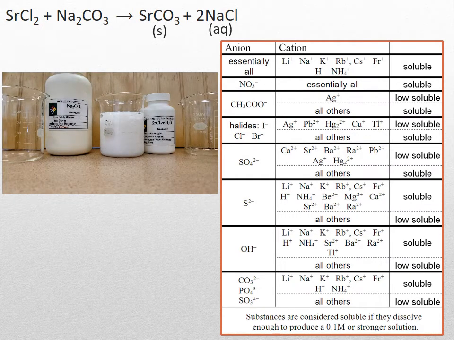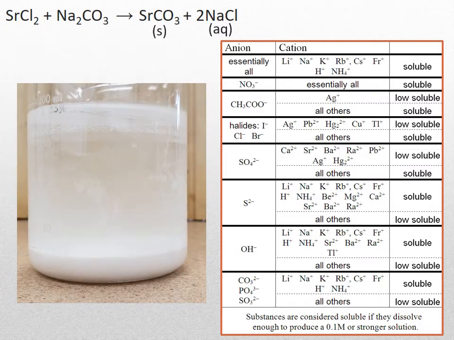If we give this solution time to settle, it will look like this. And we can clearly see a solid of strontium carbonate on the bottom, and the sodium chloride would be aqueous, so it'd still be inside of the water. Again, sodium chloride would not be connected like that. Since it is aqueous, that means it's dissolved in water. So the Na plus and the Cl minus will be floating around in solution.